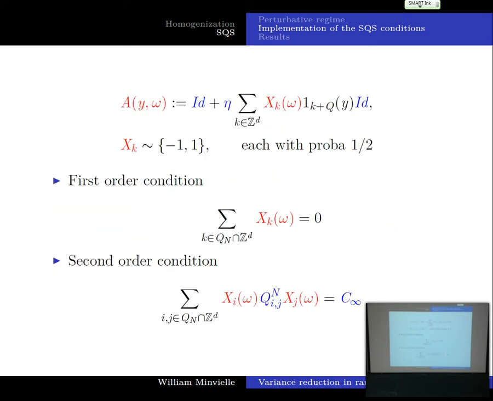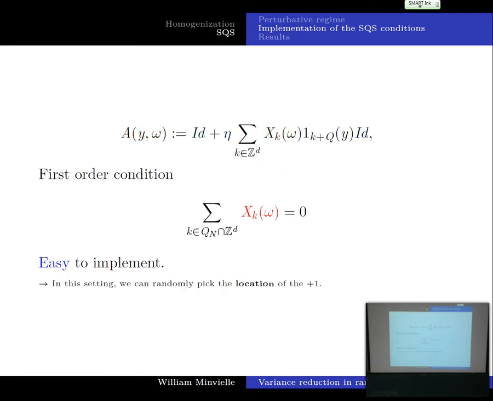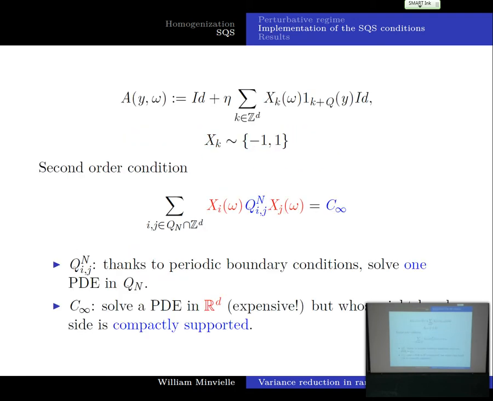On the other hand, this guy is a bit more tricky to evaluate, and I've got to solve a PDE which is posed on the entire space. So I am able to solve that PDE just because its right-hand side has compact support. It means that actually it's a divergence of the indicator of some cell. Okay. So here it's really the linear structure that makes me able to compute those quantities.